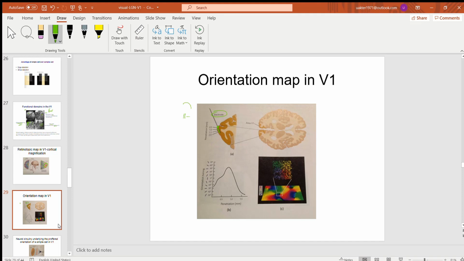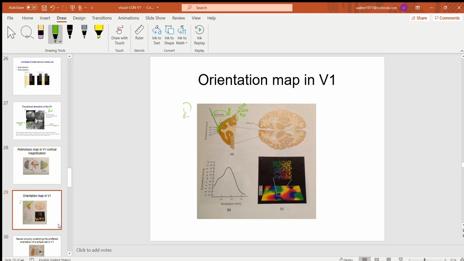example, vertical. Then you move the electrode 500 micrometers and record the neurons' response from this area, and you see that these neurons like a slightly different orientation. Then you move, you see a slightly different orientation. So this way you can determine the orientation map present in V1.